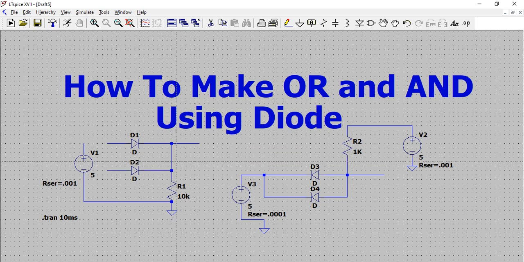So how does it work? First we see how the OR gate works. The OR gate works like this: when any one input is high, the output will be high. When both inputs are high, the output will be high. When one input is high, the output will be high. When both inputs are low, the output will be low.